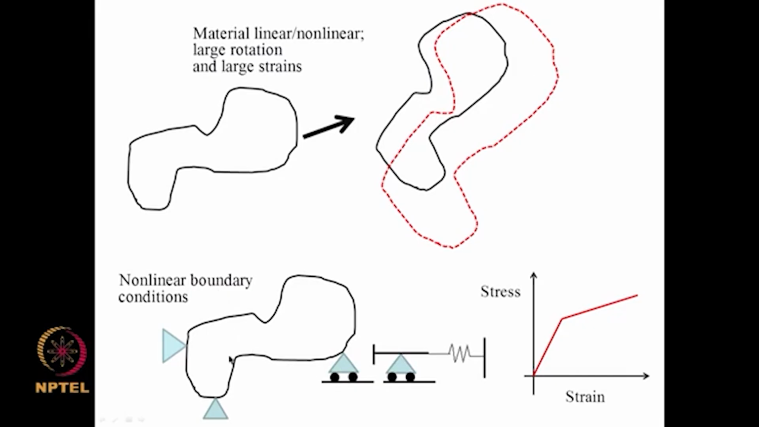There could be special conditions, like for example, the same structure is supported through a gap and a loaded spring like this. So, till the time this gap is negotiated, the spring will not come into action, and the moment that happens there will be a bilinear nonlinearity, and this type of boundary condition creates what are known as nonlinear boundary conditions.